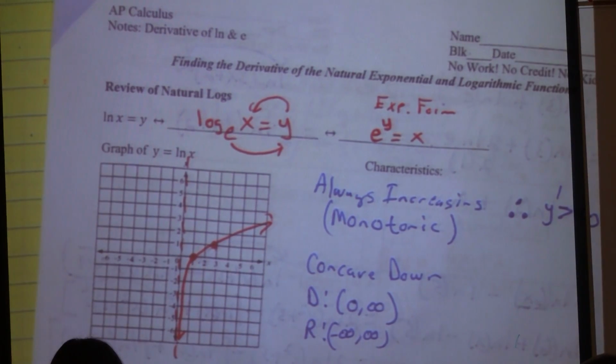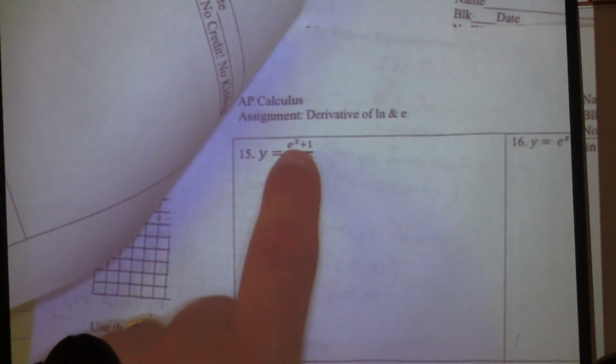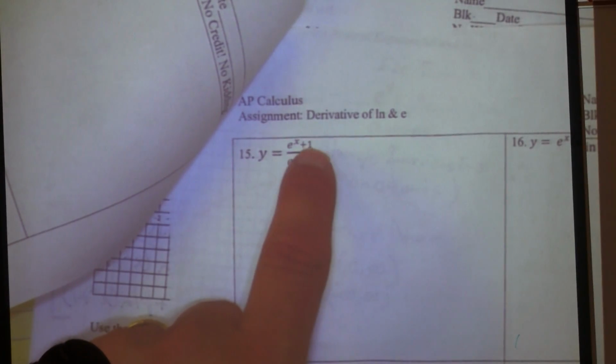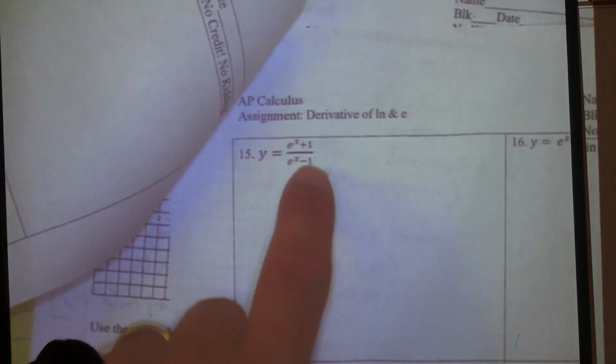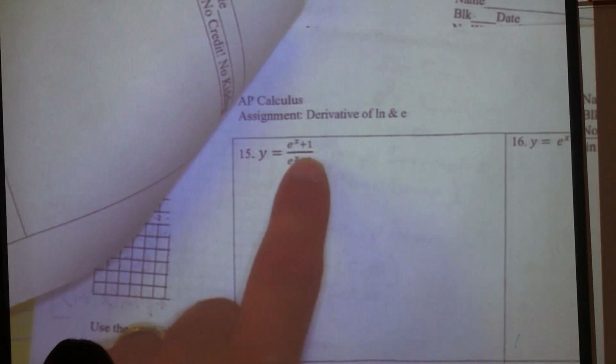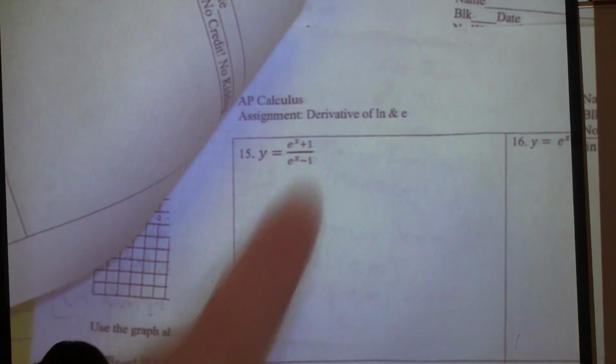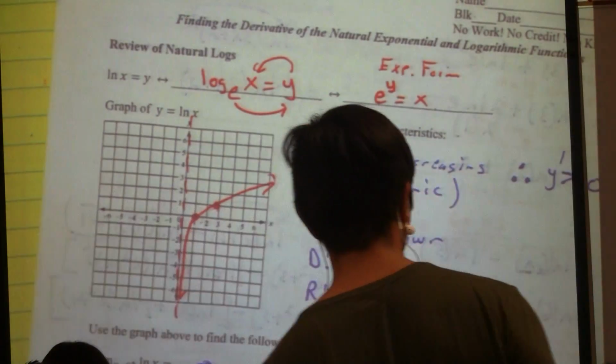I want you to do the rest of the problems on the assignment, which entail finding derivatives and equations of tangent lines. So give them a try. Be careful on 15, okay, it's e to the x and then plus 1. The 1 is not up there on the exponent. I got those confused when I was working it out in the other class. Okay, so don't make that same mistake. Cool? Got it? Alright, so practice that.